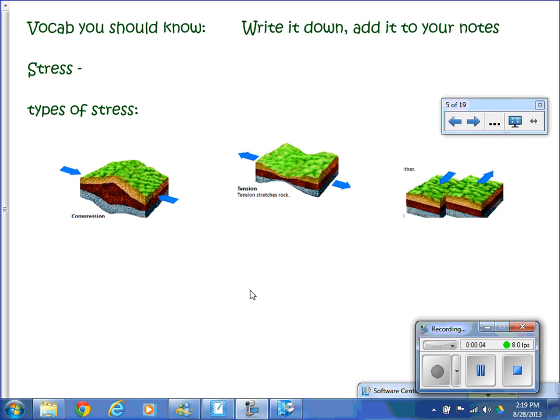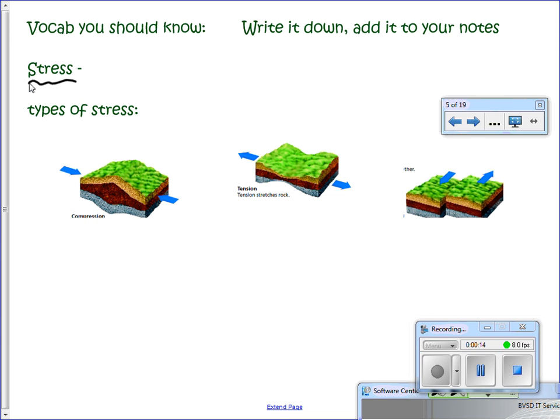Today's notes are from chapter 6 in the textbook on earthquakes. In this part we're going to first talk about what is causing earthquakes, including stresses in the crust. This is some of the vocabulary you should know. You should write it down and add it to your notes, so please follow along now.